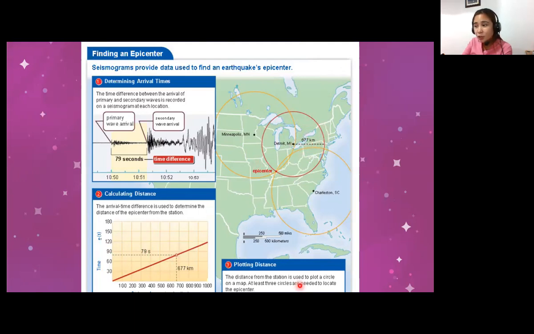And then, the third one is plotting distance. The distance from the station is used to plot a circle on a map. At least 3 circles are needed to locate the epicenter. Okay? So, kung saan yung tatlong bilog na to ay magtatagpo, nandoon ang epicenter. Ito ang epicenter. Okay? So, that is how we find the epicenter.